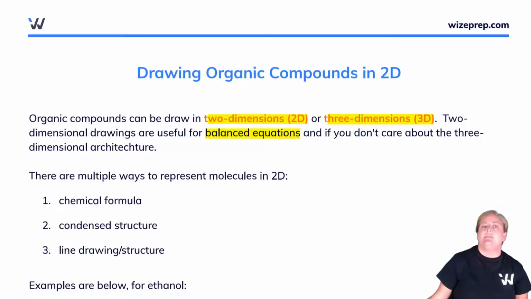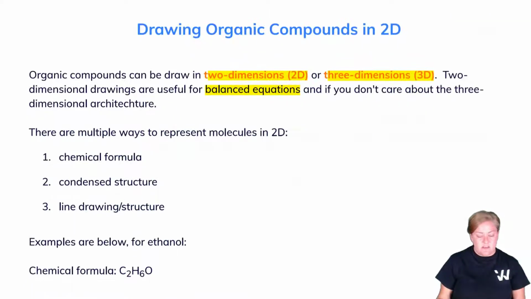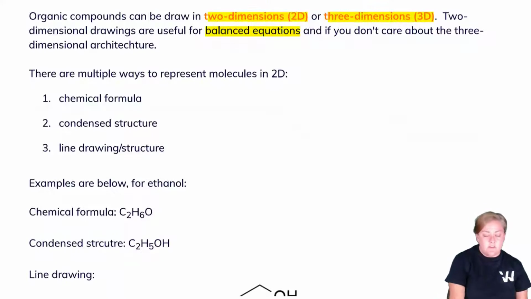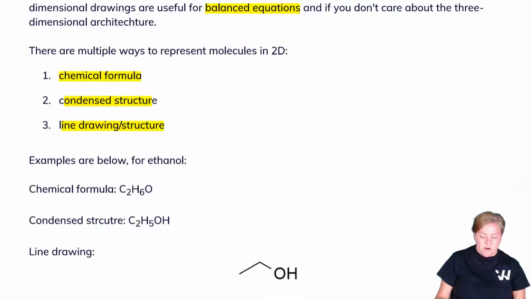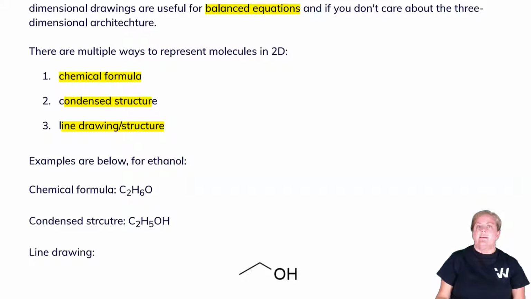There are multiple ways to draw and represent molecules in 2 dimensions. They include the chemical formula, the condensed structure, and the line drawing and structure. I've shown examples of each below. A chemical formula is simply the easiest way to show all the atoms. So for ethanol, that's C2H6O. A condensed structure elaborates just a little bit more.